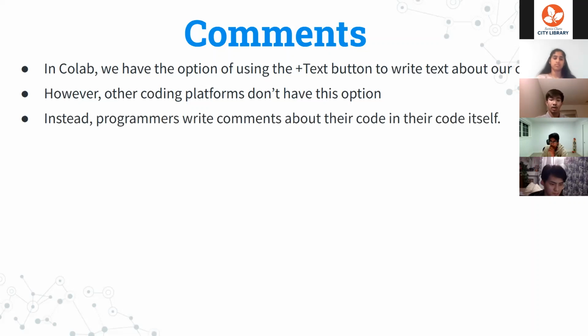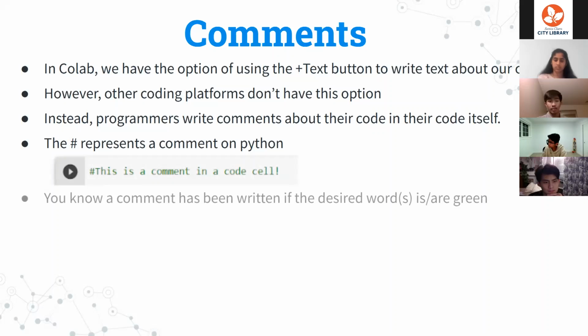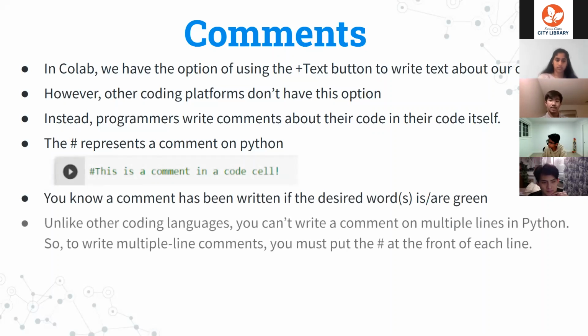So instead, programmers write comments about code within their code itself. In Python, we use the hashtag to indicate a comment. You know you've correctly written a comment if the text turns green, as displayed on the screen. The last thing to remember is that Python doesn't really support multi-line comments. So if you're trying to comment out several lines, you'll have to put a hashtag in front of each line.